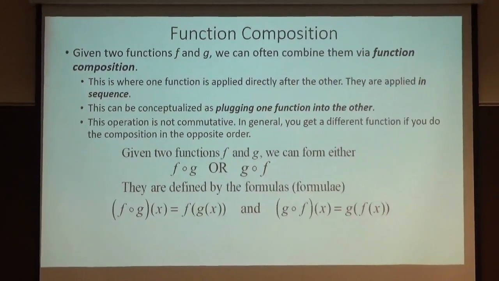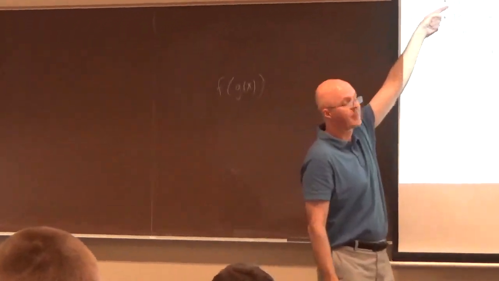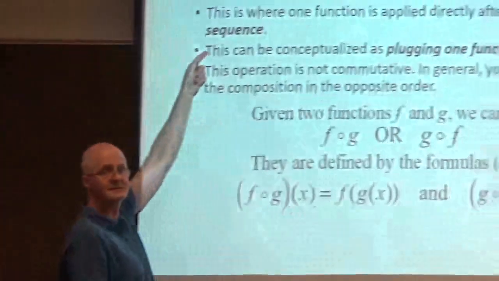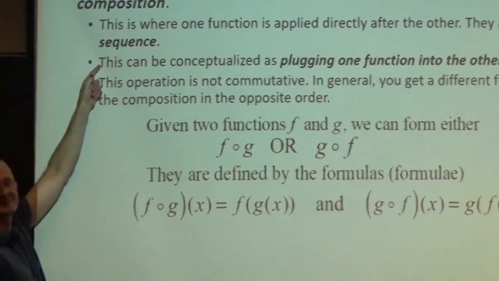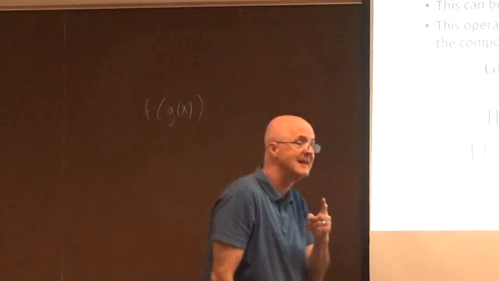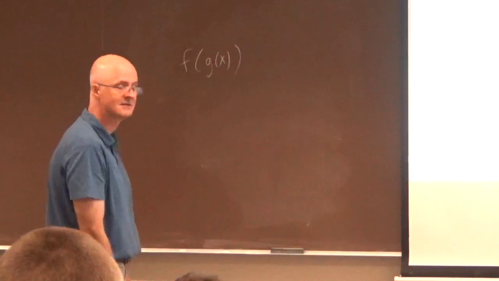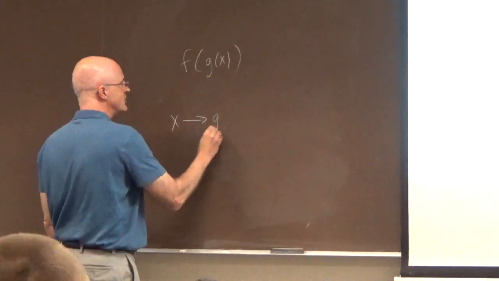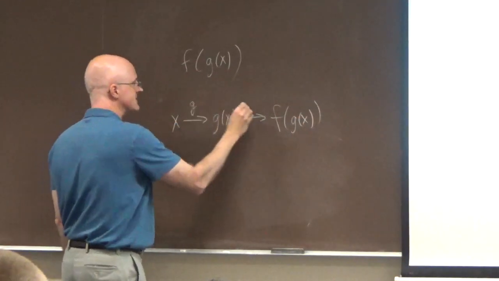When you look at F of G of X, if you're thinking in terms of the second way to conceptualize it, you'd be thinking, okay, I'm plugging G into F. Really, you're plugging the output of G, G of X, into F. If you're thinking in terms of being applied in sequence, G gets done first, then F. It goes from right to left, inside out. X first gets sent to G of X, which then gets sent to F of G of X. G gets applied first, then F.